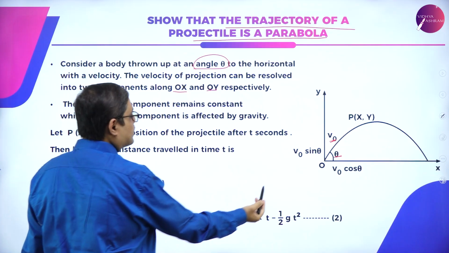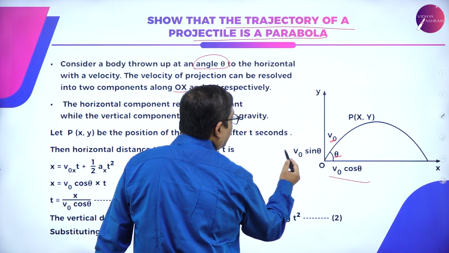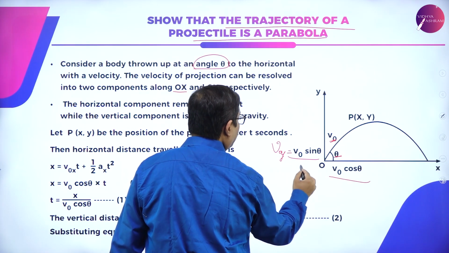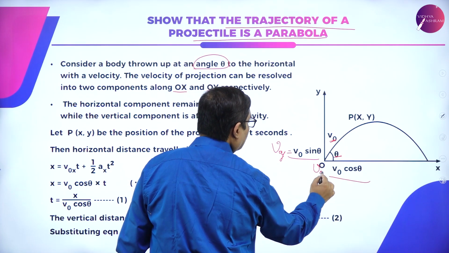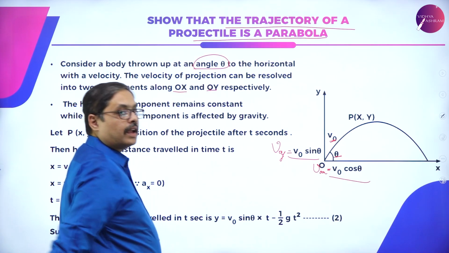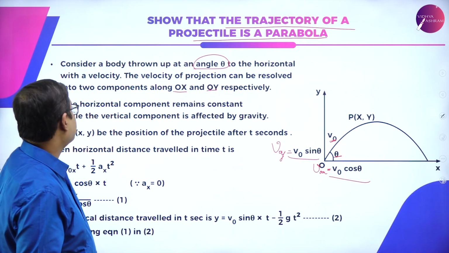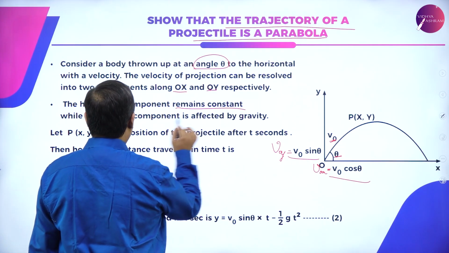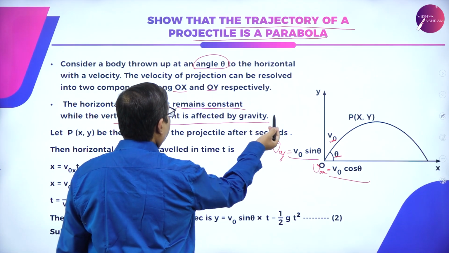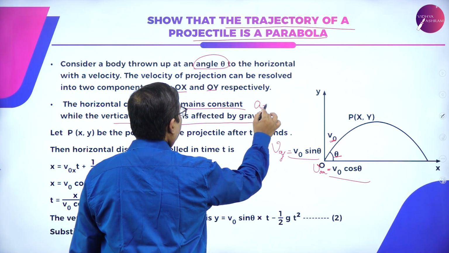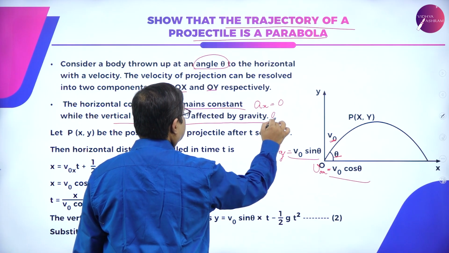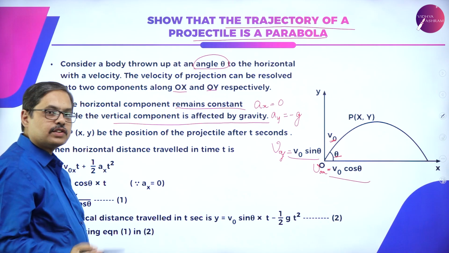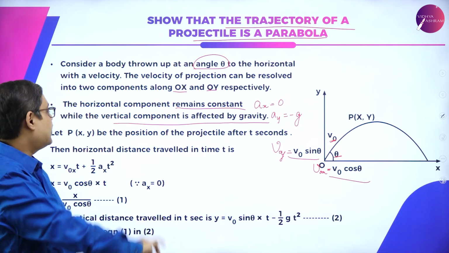Along the x direction it is v0 cos theta. Along the y direction it is v0 sin theta. This is v0y. This is v0x. Along the x and y axes, the horizontal component remains constant while the vertical component is affected by gravity. Acceleration along the x-axis is 0. Acceleration along the y-axis is minus g. This is what we discussed in the previous slide as well.